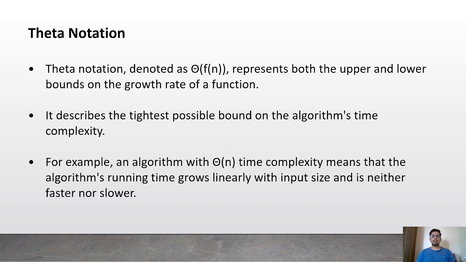Theta notation. It is denoted as theta of f of n and represents both the upper and the lower bounds on the growth rate of a function. It describes the tightest possible bound on the algorithm's time complexity. For example, an algorithm with theta of n time complexity means that the algorithm's running time grows linearly with input size and is neither faster nor slower.